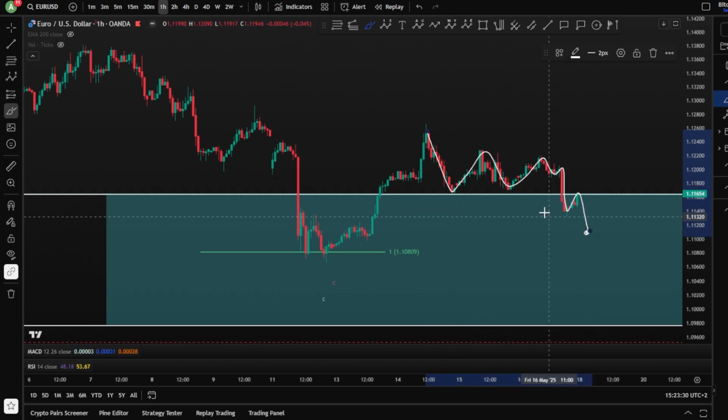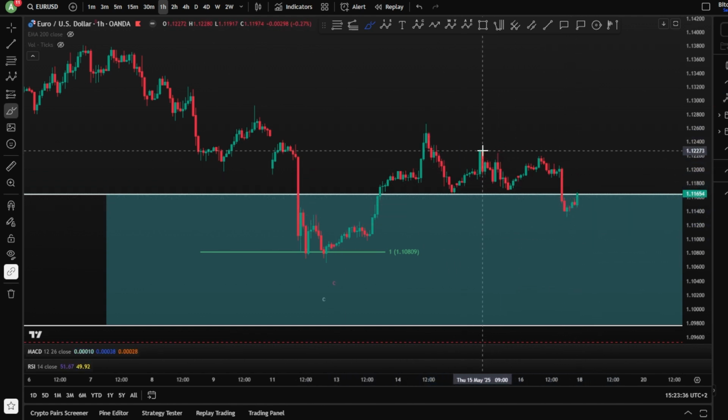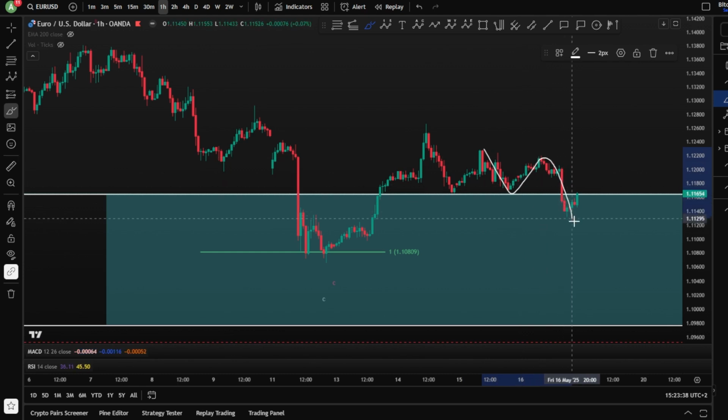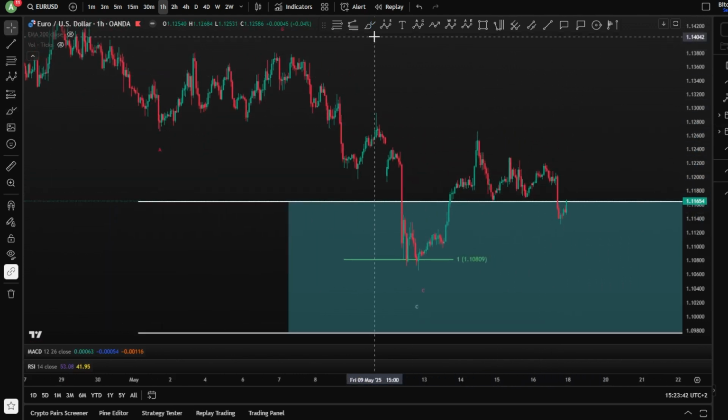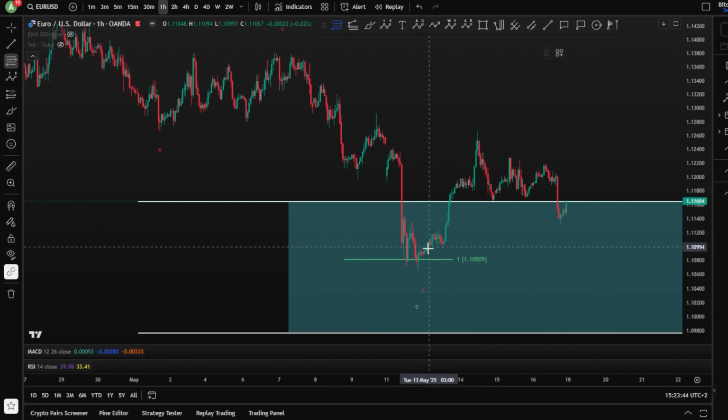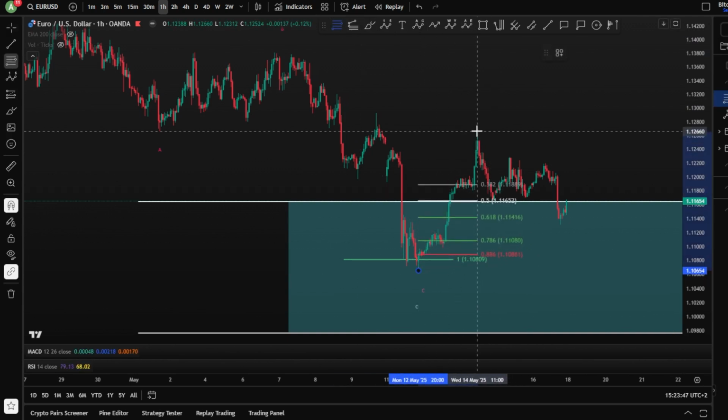Preferably one more leg toward the downside to finish the wave 5 of this zigzag A, B, and C, or it can be taken as well as a 1, 2, 3, 4, 5 as an ending diagonal. So both scenarios can be considered as an almost finished wave C, with one more leg toward the downside.